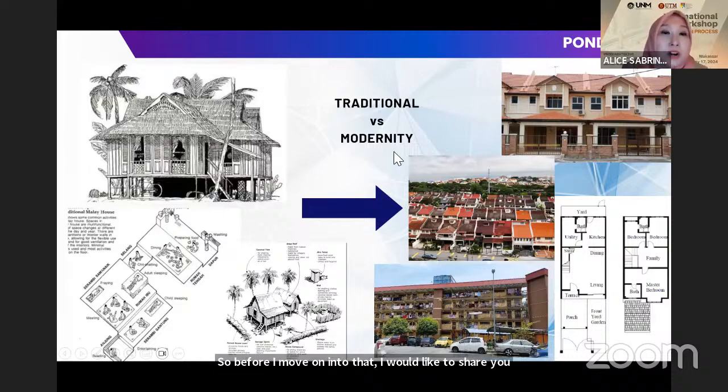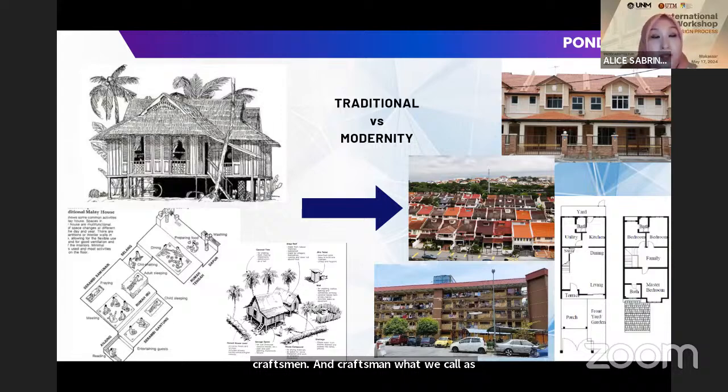If you can see on the left-hand side, this is a traditional house. And on your right-hand side is a modern housing, a modern terrace housing. This traditional house was not designed by a professional architect who graduated with a degree or certificate from a structured education or a university. Traditional houses were designed by craftsmen, what we call tukang ukir or tukang bena in the Malay or Indonesian language, where the knowledge was transferred through a process known as oral tradition.